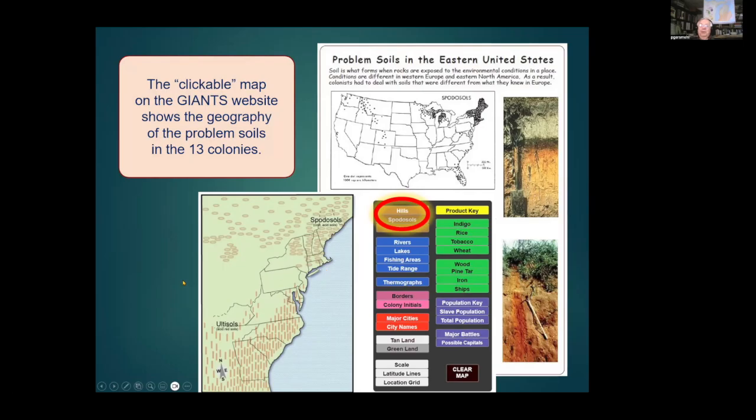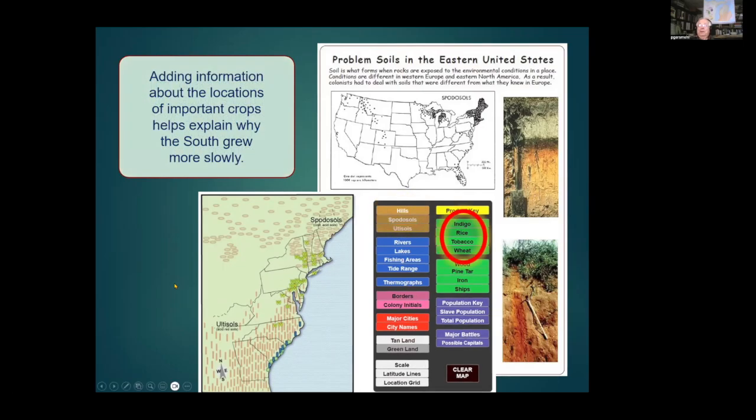And when you turn the crops on, you see that those were the really good places. This is going to tie into the colonial game because when the students get their square on this map as to where their colony is built, they can take a look at this clickable map and get some information about what that colony is like and what the resources are.